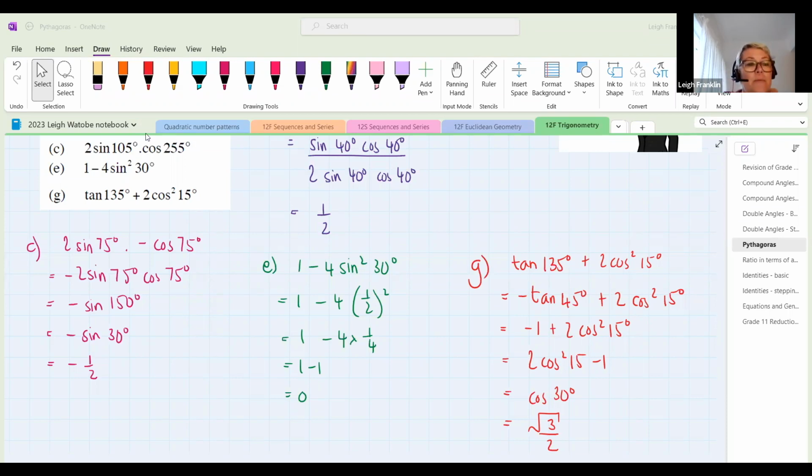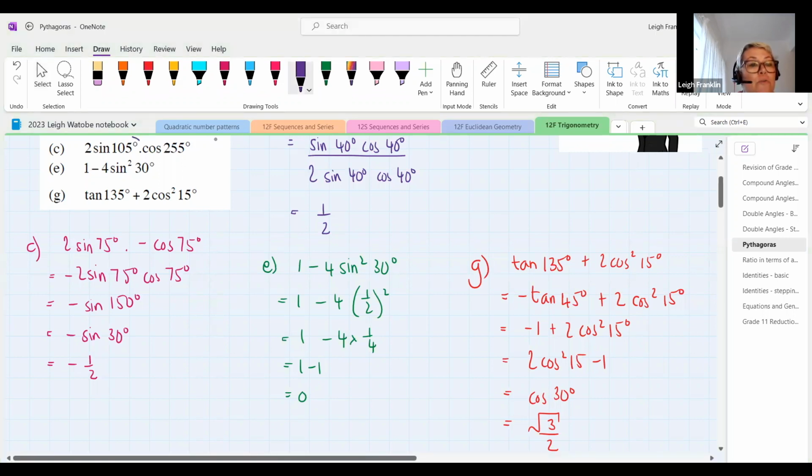So what I did here is I used reduction formulae. So let me just slip in an extra line up at the top. So for the 105, I said 180 minus 75, which is why it reduces to sine 75. Does that make sense?